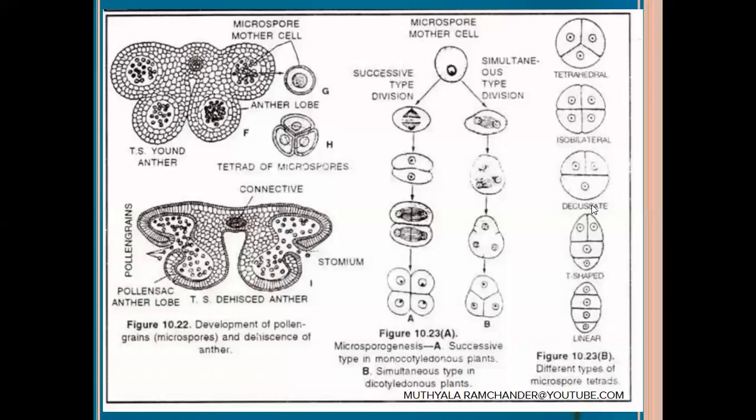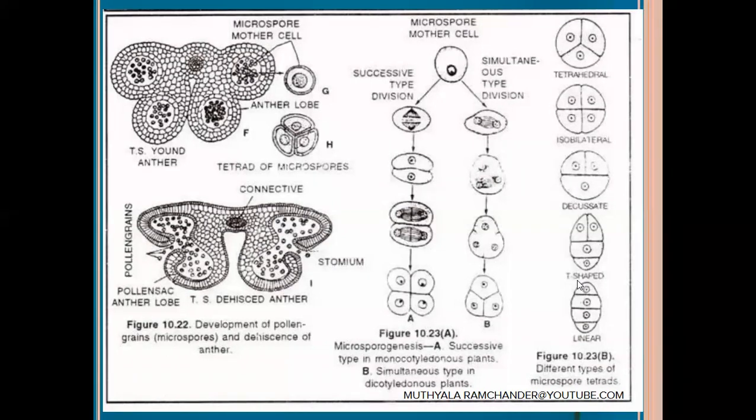Four pollen grains or four microspores are arranged in two tiers. The upper two microspores are opposite to the lower two pollen grains or microspores. See, here the upper two pollen grains are visible and the lower two pollen grains are arranged in the opposite manner. In this also four microspores are present. This arrangement is called decussate arrangement.